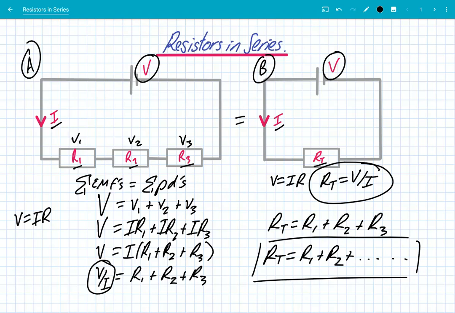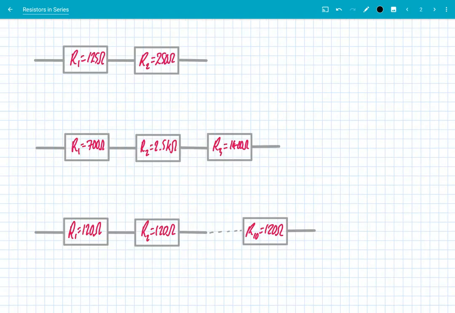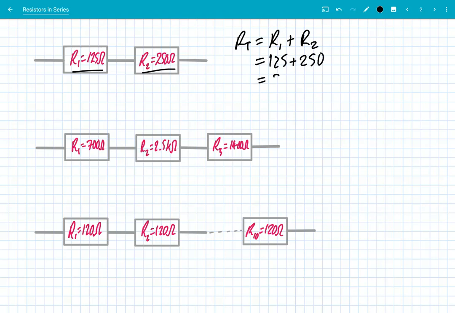So let's look at how we can use this to solve some problems. The first one, we've got two resistors, 125 ohms and 250 ohms, and we want to calculate the total resistance. We simply do RT is equal to R1 plus R2. Therefore it's 125 plus 250, which gives 375 ohms total resistance.